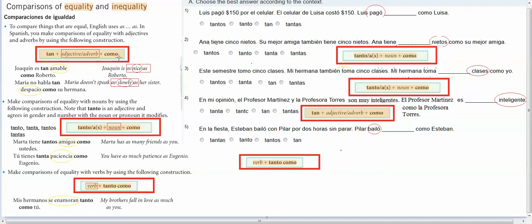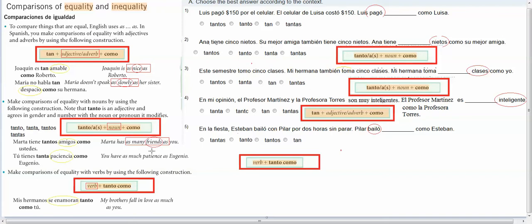Okay. If you're comparing a noun, however, up here, this was an adverb. Tan is an adverb. When you're comparing a noun, when you want to say how much of something, you want to compare how much of something one person has to another, you're changing tan into an adjective. So for example, Marta has as many friends as you. So what we're comparing this time is as many friends as you. Friends is what we're comparing, the amount of. Okay, so the construction would be tanto amigos como.